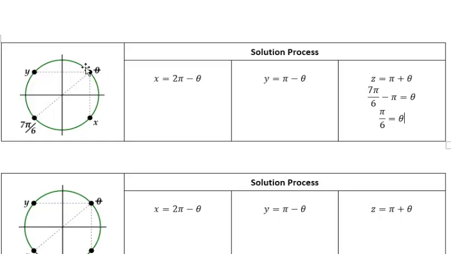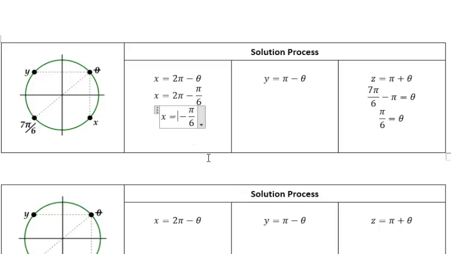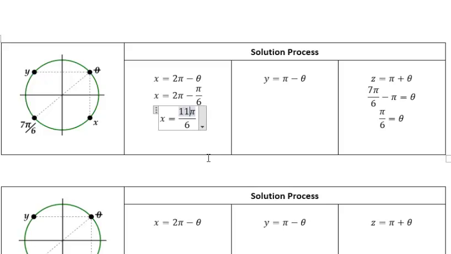Once I found it, I can use the formulas of the other ones as usual to find x and y. X is 2 pi minus the initial angle. The initial angle is pi over 6, so I'm going to put 2 pi minus pi over 6. What will be the answer for that? The answer for that will be 11 pi over 6.